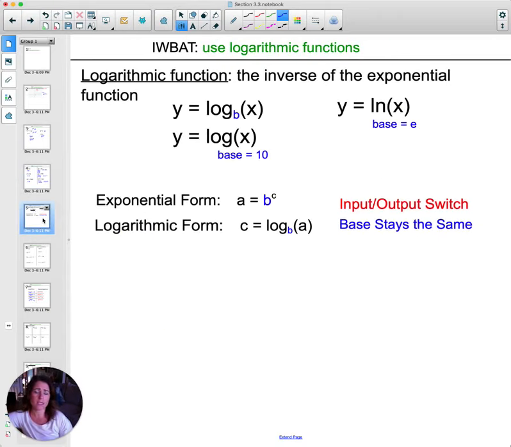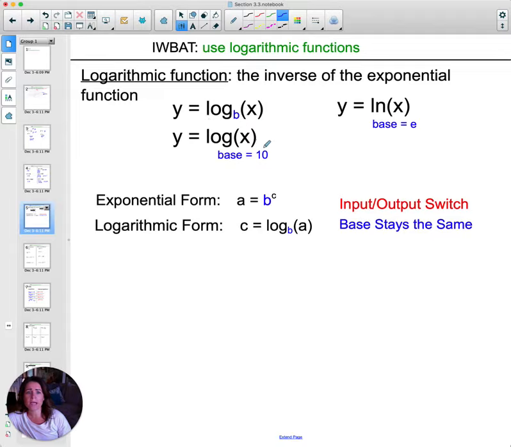So here's the definition of a logarithm. A logarithmic function is just, like I said, the inverse of an exponential function. There's a few different ways to write these. So y equals log base b of x. That's how you would say this. This b is going to be some whole number, so not negative. You're not going to have negative bases. So this could be log base 2 of x, log base 3 of x, whatever that needs to be. You'll also sometimes see it written like this.